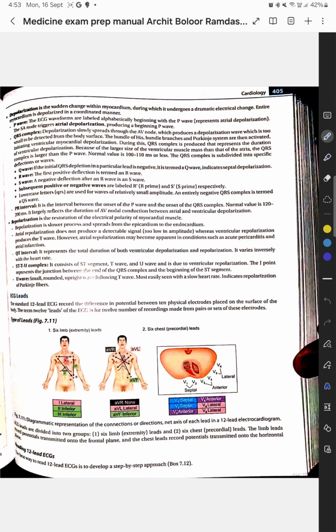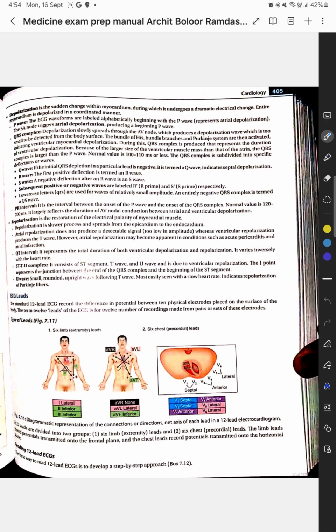Lowercase letters qrs are used for waves of relatively small amplitude, and an entirely negative QRS complex is termed a QS wave. PR interval. It is the interval between the onset of P wave and the onset of QRS complex. Normal value is 120 to 200 milliseconds. It largely reflects the duration of AV nodal conduction between the atrial and ventricular depolarization.